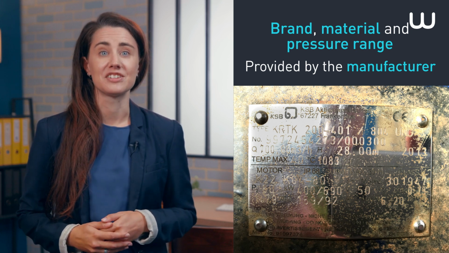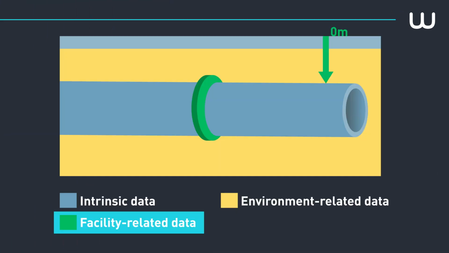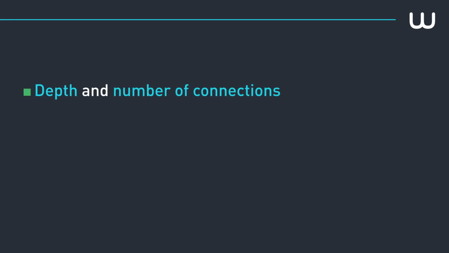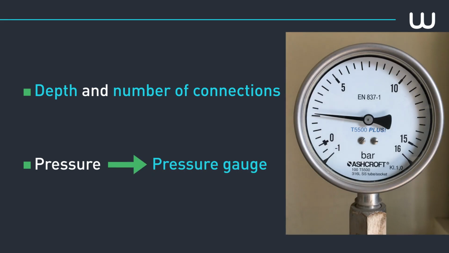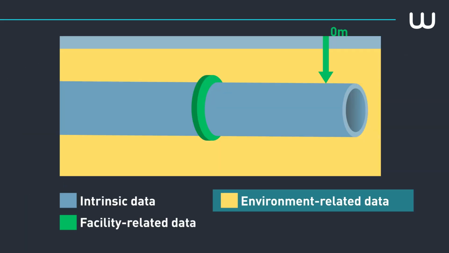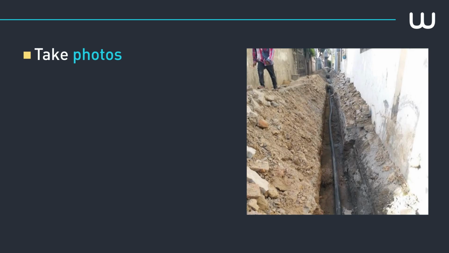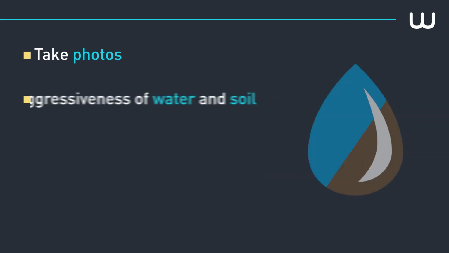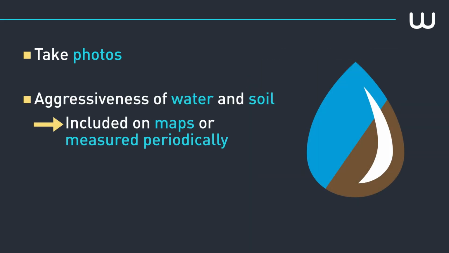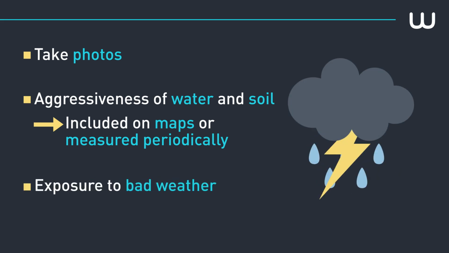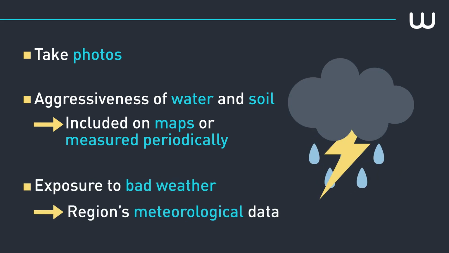As much pipeline installation data as possible must be collected during this stage, namely with respect to depth and the number of connections. As regards pressure, it's possible to install pressure gauges at strategic points on the network in order to obtain data continuously. Lastly, for data relating to the environment of pipelines, it's important to take photos, which constitute a reliable source of information. Data on the aggressiveness of water and soils can be included on maps or measured periodically. As for exposure to bad weather, it's necessary to refer to the region's meteorological data.